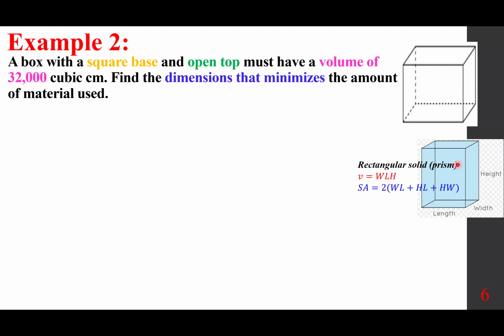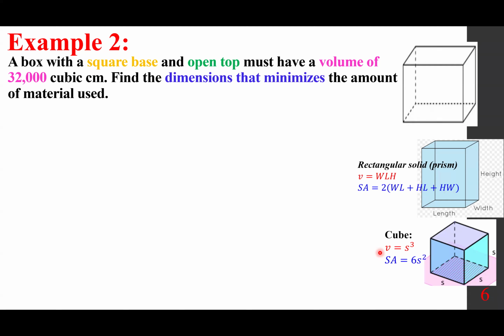The surface area: if you look at the one facing us, the area is length times the height, and you have one, and the one in the back, two of them. The one on the side, the width times the height, and again, you have two of it, one on the right, one on the left. The bottom is length times the width, and we have two of them. And that's why the surface area is 2 times WL plus HL plus HW. Now, if all sides are identical, we call it a cube, in which case the volume is S cubed, and the surface area, each side is S squared, so there are 6 faces, 6S squared.